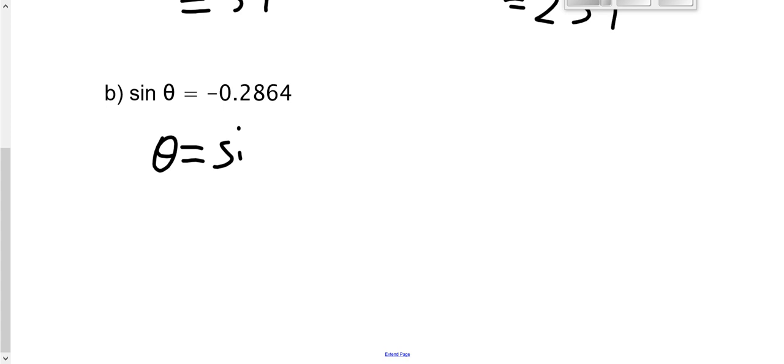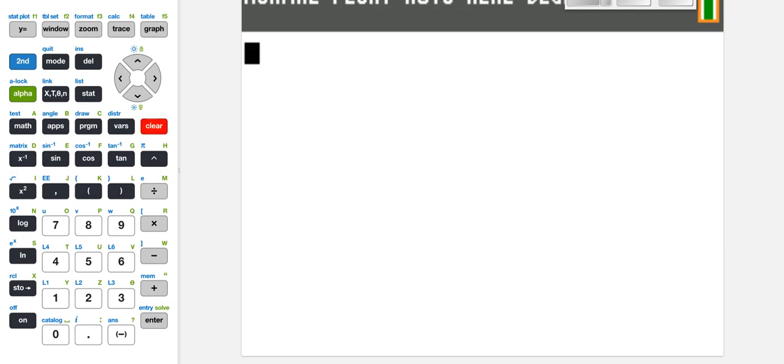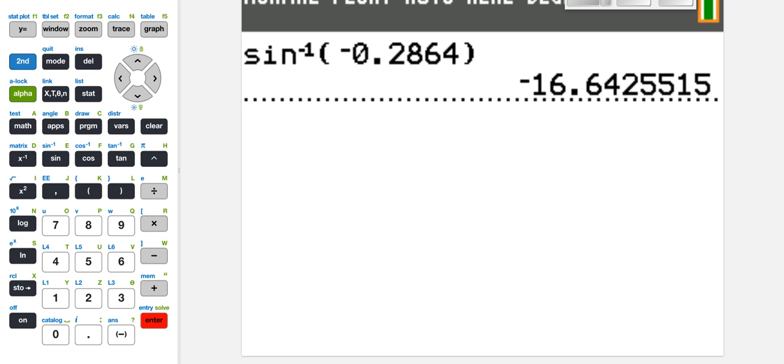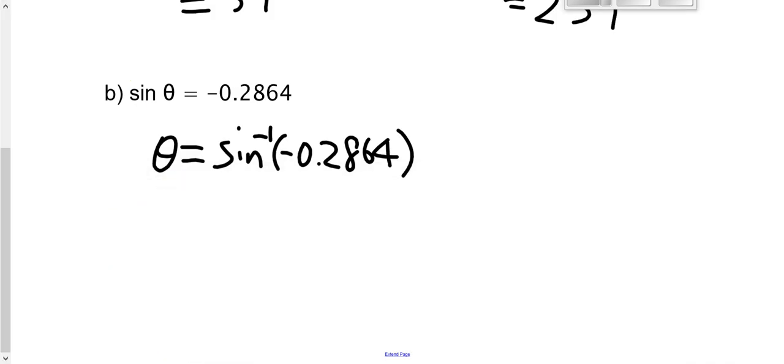Anyway, this is sine. So let's do the inverse sine of negative 0.2864. Clear our calculator. Inverse sine of negative 0.2864, close bracket, enter. That gives you negative 17 degrees, because we want to round it to the nearest whole number, nearest degree. So negative 17 degrees.